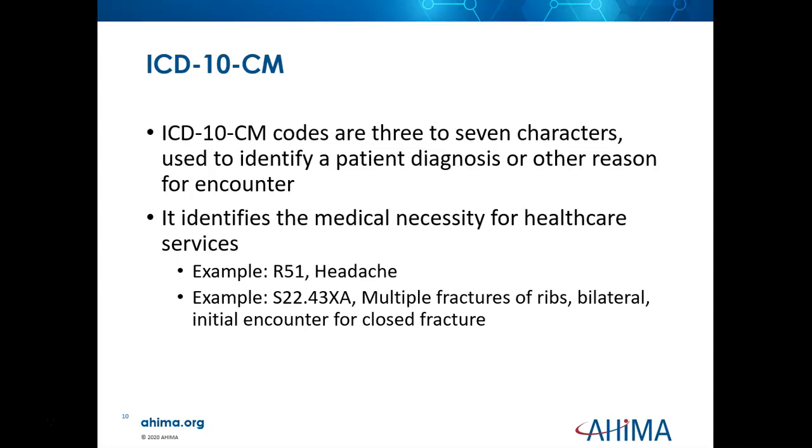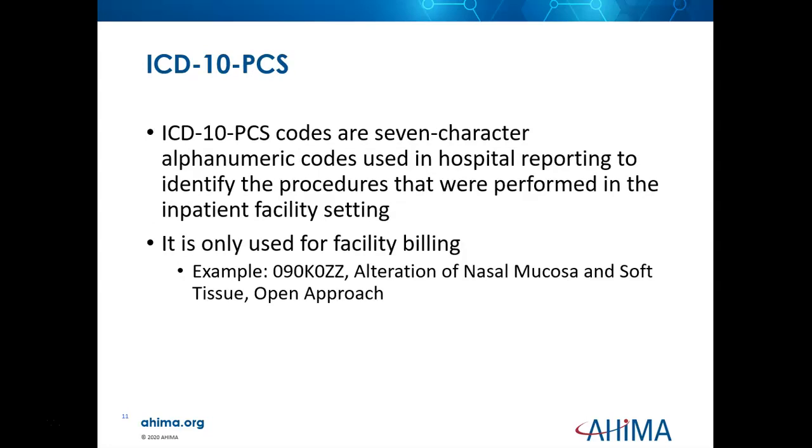So again, that was one of the reasons why we needed to expand to ICD-10-CM. We needed that specificity identified in that code. How many ribs did they fracture? A lot, multiple. What side of the body? Both sides. Is this the first time that they're being seen for that? Yes, it is. Was this an open fracture? Did the bones poke out of the body, or was this a closed fracture? They remained underneath the skin. That's all identified with that 7-character code.